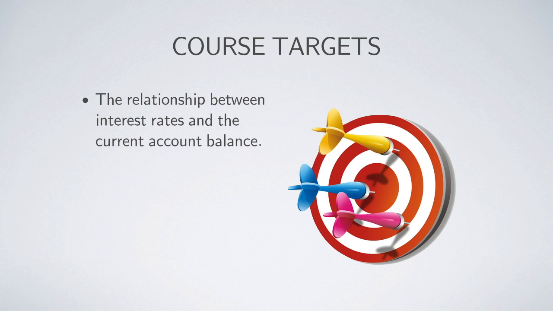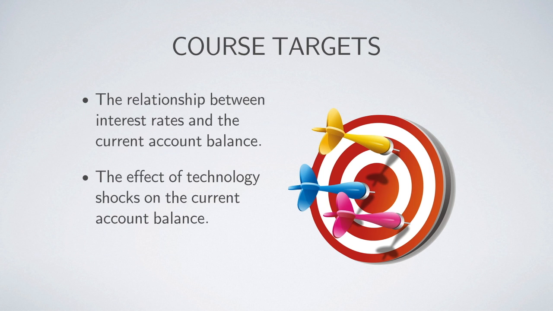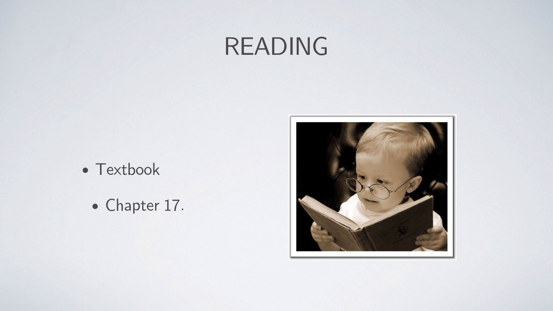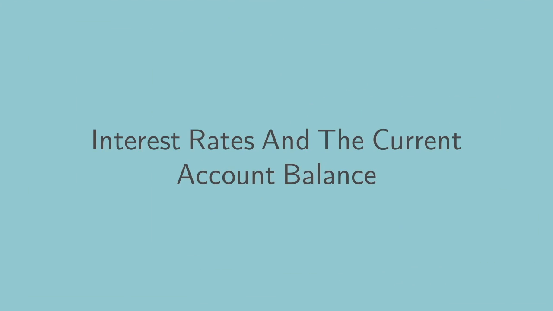The first one is we are going to understand the relationship between interest rate and the current account balance. Then we are going to analyze how technological shock affects the current account balance. And then we will also talk about how the change of terms of trade affects the current account balance. The reading is chapter 17. First, we want to look at the relationship between interest rate and the current account balance.